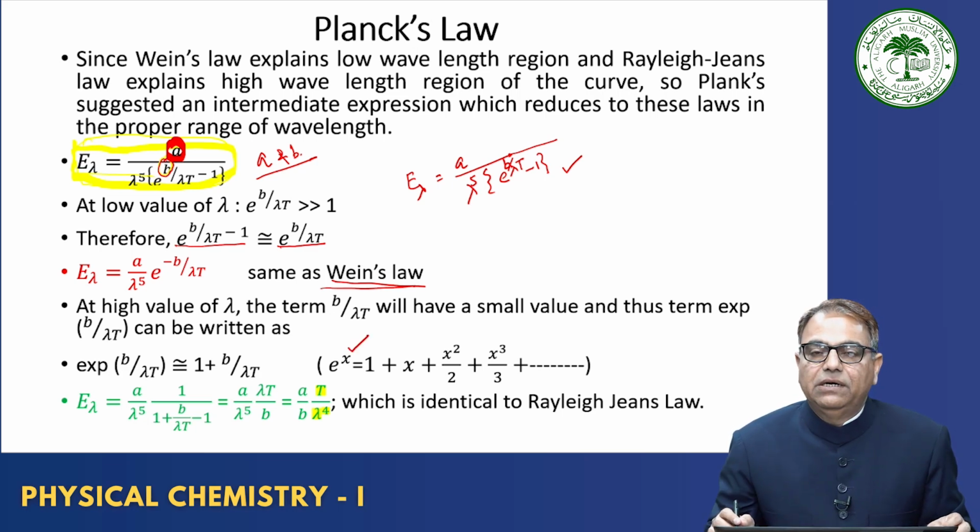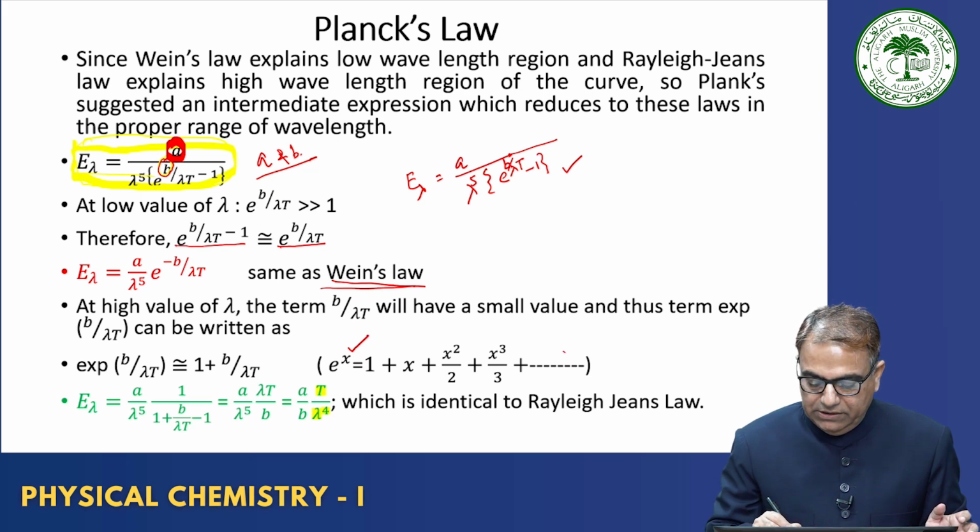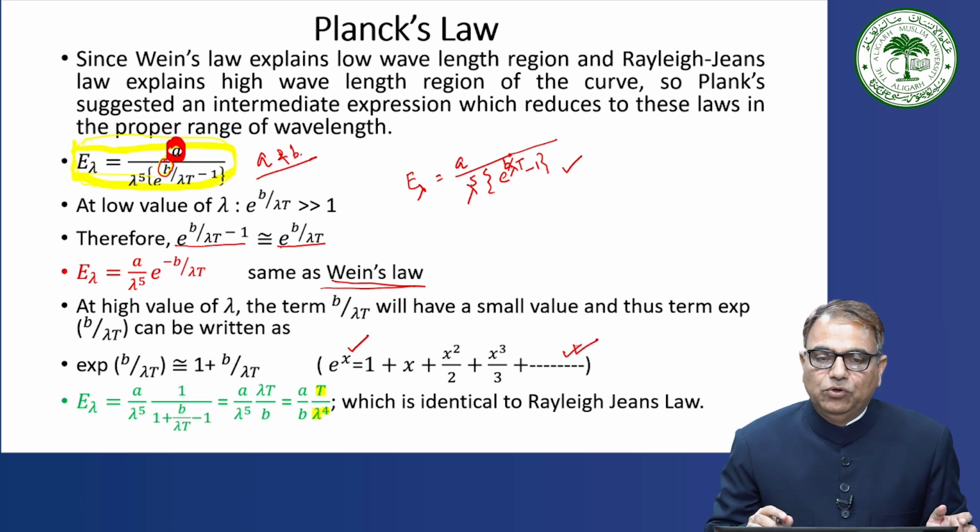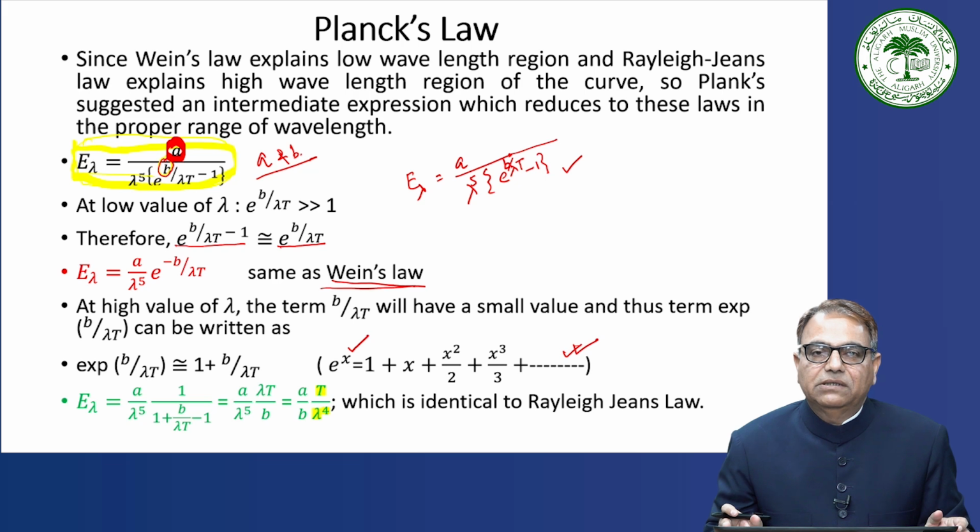Exponential x is equal to 1 plus x plus x square divided by 2 plus x cube divided by 3. This is a mathematical relation which you must know. I said in that introductory video that the language of quantum mechanics is mathematics, so you need to know some basic mathematics, and the rest I will tell you from time to time. Whenever there is mathematics, I will give you the relationship also, so that it is easy for you to understand the principles of quantum mechanics applied to chemistry.